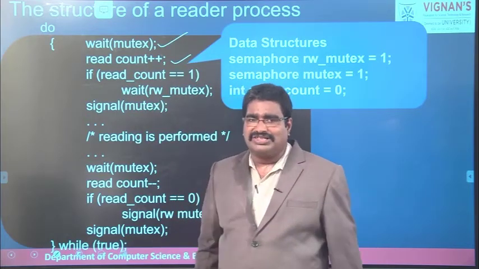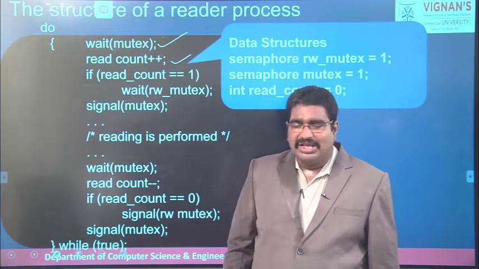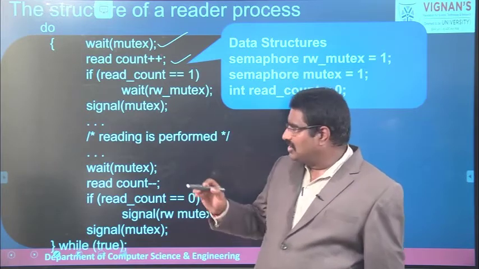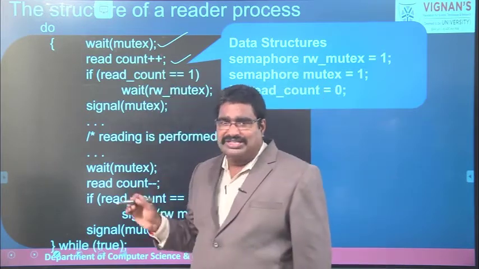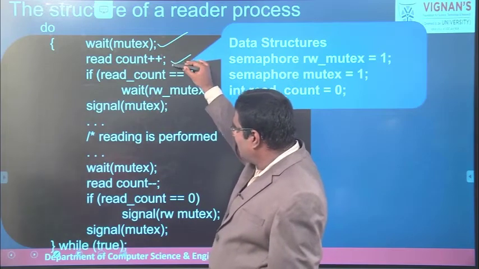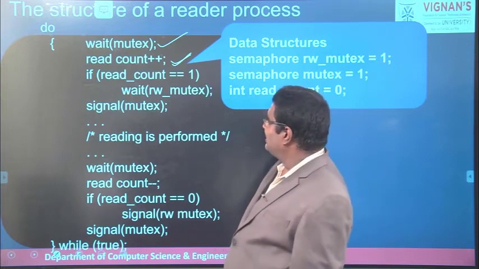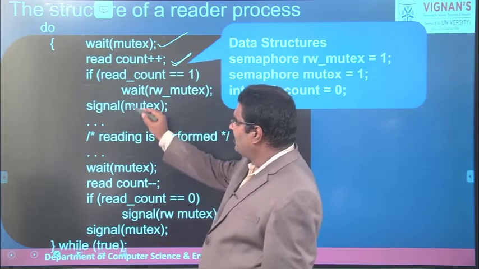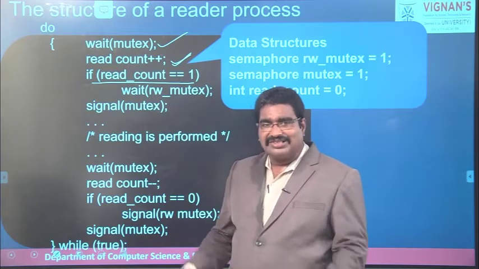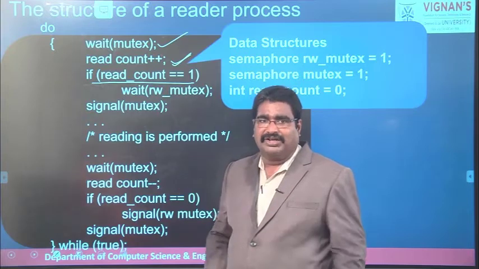Already we know that mutex is a binary semaphore. Its initial value is 1. If the first reader process wants to perform the read operation, it simply calls wait mutex. Mutex is set to 0 and that reader process is allowed to increase the read count by 1. Once it has increased the read count by 1, now we are verifying if read count is 1, that itself indicates that this is the first reader process that wants to perform the read operation.